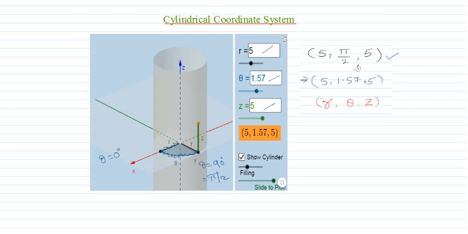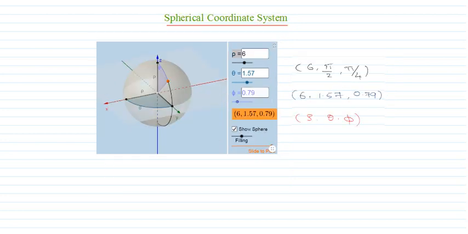Now from here, we have to move along the z-axis 5 units. So like this we will move, and this is a point which is equal to 5, pi by 2, 5. Now let us move on to the third coordinate system and representation of a point, the spherical coordinate system. In the spherical coordinate system, we have taken an example of 6, pi by 2, pi by 4. And it is rho, theta, phi.